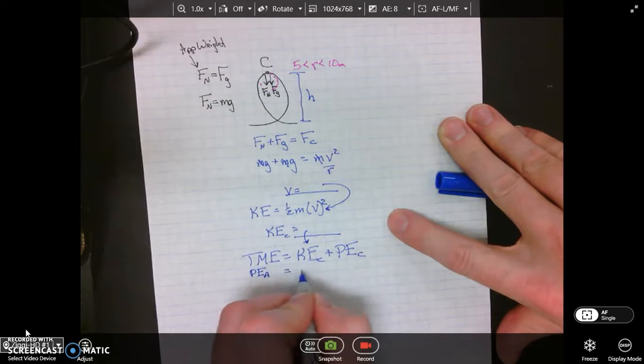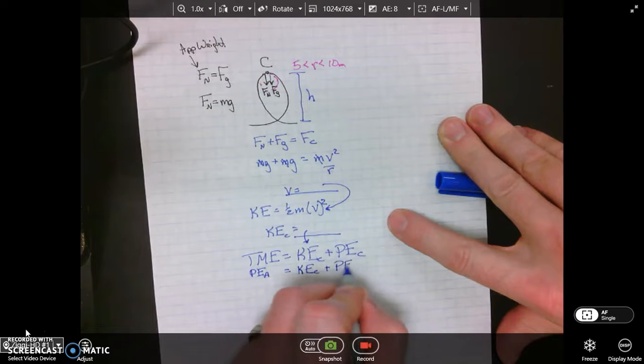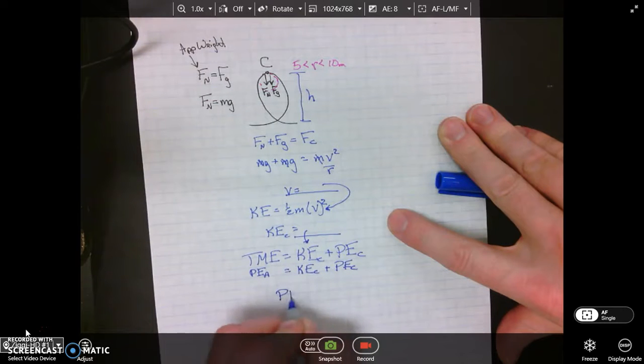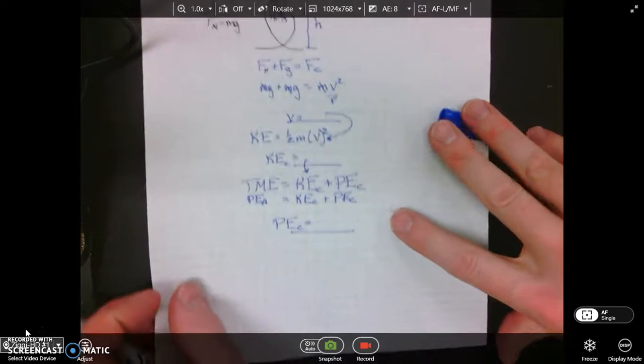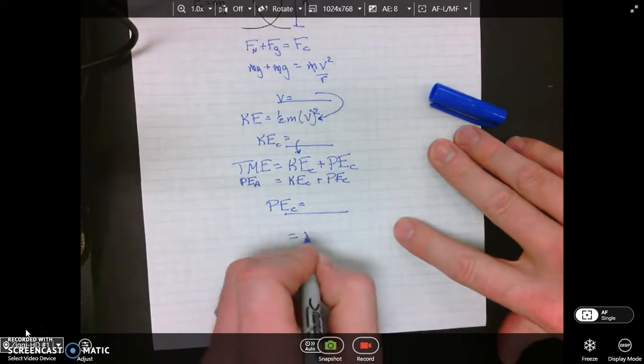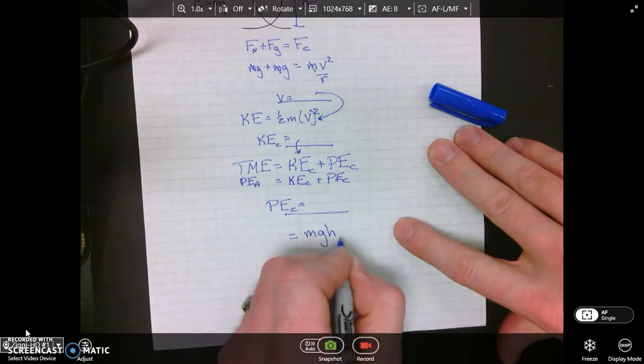So since you have that, you can subtract it and solve for PEC, potential energy at point C. And then once you have that, you can use that to solve for the height at point C.